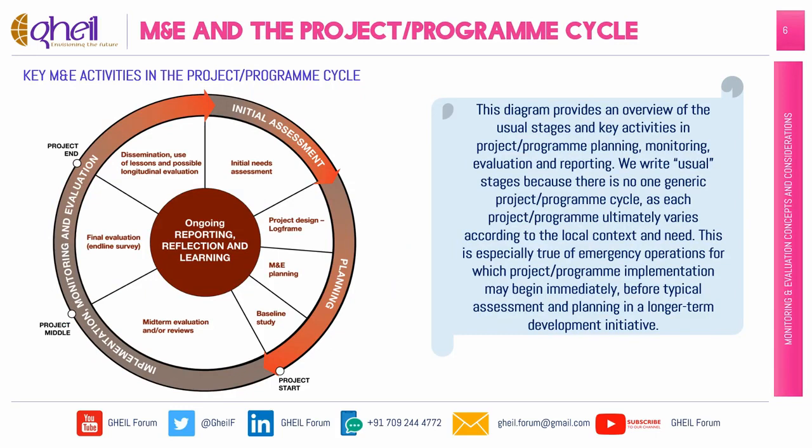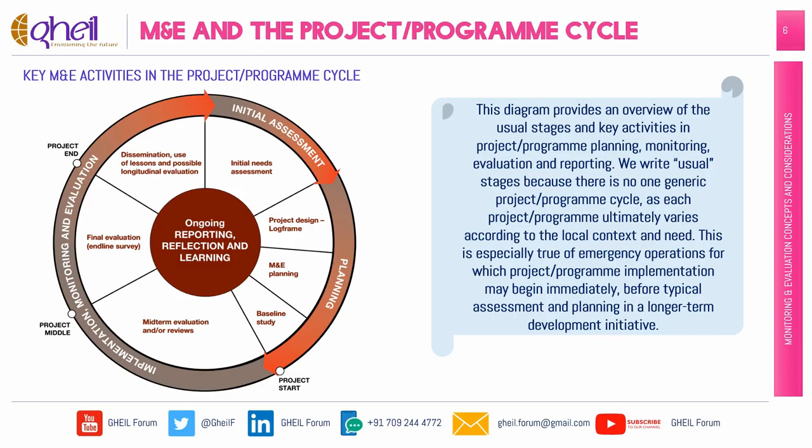M&E and the project program cycle. This diagram provides an overview of the usual stages and key activities in project program planning, monitoring, evaluation, and reporting. We write usual stages because there is no one generic project program cycle, as each project program ultimately varies according to the local context and need. This is especially true of emergency operations, for which project program implementation may begin immediately, before typical assessment and planning in a longer-term development initiative.